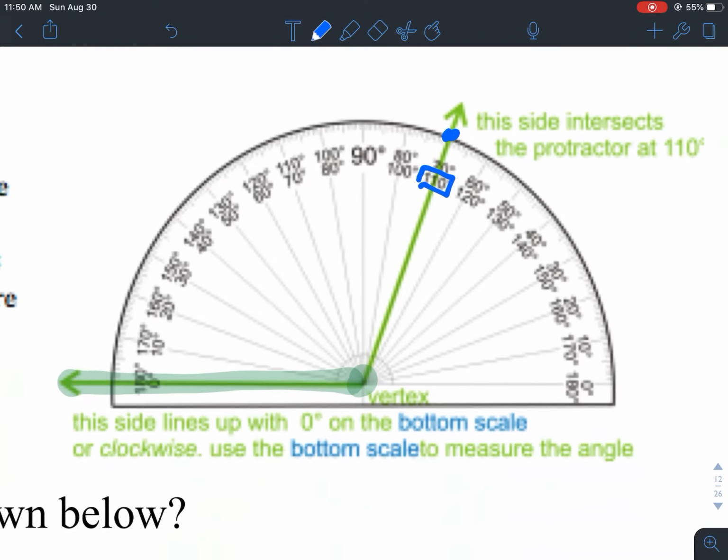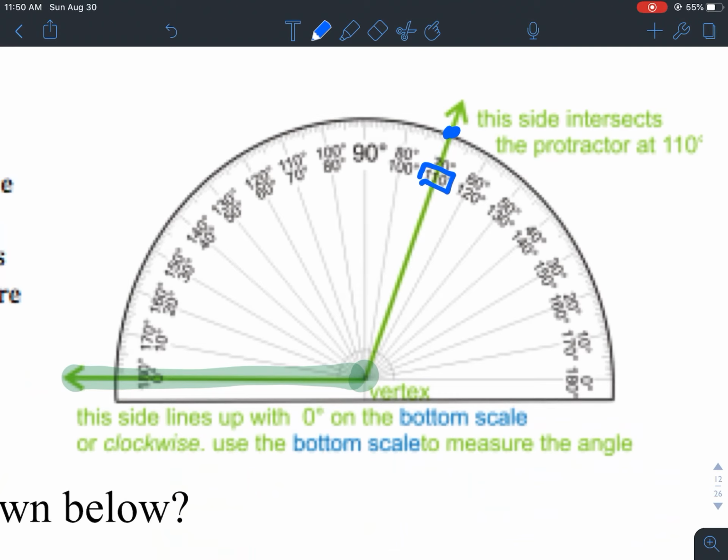Now that makes sense. If we use our prior knowledge, this looks like an obtuse angle, so it has to be bigger than 90. So therefore, this makes sense to be 110. It doesn't make sense if it's 70, because this is an obtuse angle. 70 should be less than 90, and again, wouldn't be that angle. So again, we're using the bottom scale to measure this angle, and this angle is 110 degrees.